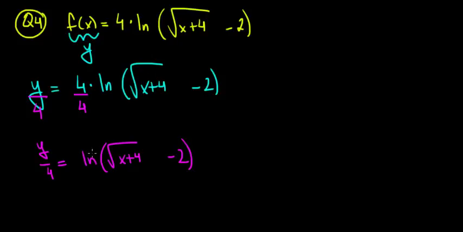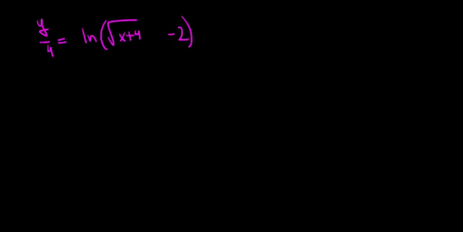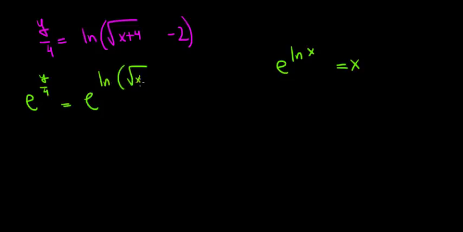Now look, we have this logarithm. Let's remember the following logarithmic property: e to the power of ln x equals only x. So if we take e to the power of both sides, the e and the ln will cancel out. So let's do it. e to the power of y over 4 equals e to the power of ln, and here we have square root of x plus 4, minus 2.